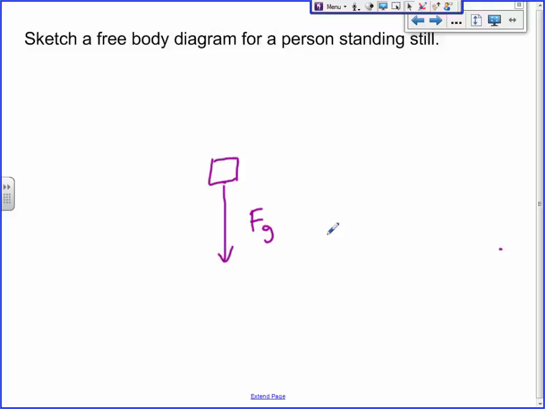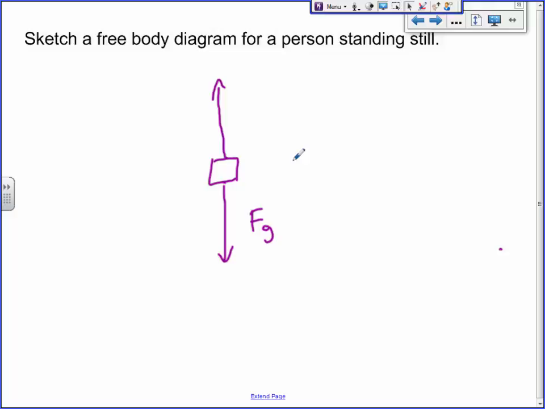Now, if that were the only force acting on you, you would be traveling downwards. But you're not. There must be a force going in the opposite direction, preventing you from plummeting down into the Earth's core. What force is that? Take a guess.